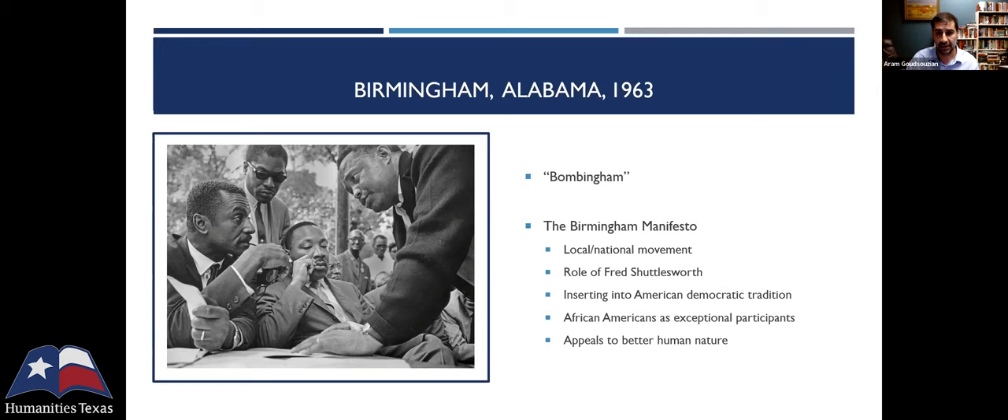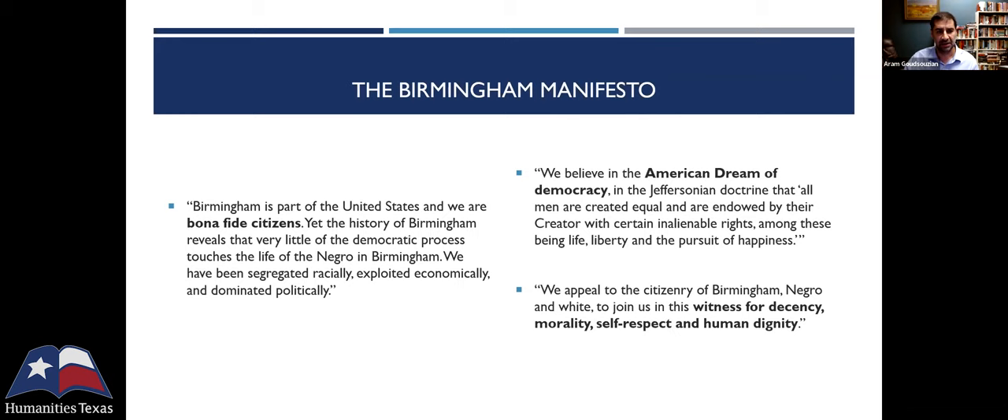As you can see from reading the document, it's really insistent upon inserting African Americans into the democratic tradition, right? Birmingham is part of the United States, and quote, "We are bona fide citizens. We believe in the American dream of democracy, the Jeffersonian doctrine that all men are created equal." This document portrays African Americans as worthy, even exceptional participants in American democracy. It highlights their patient enduring of setbacks, of delays, the way they've been subject to extraordinary violence. "We appeal to the citizenry of Birmingham, Negro and white, to join us in this witness for decency, morality, self-respect, and human dignity." It's appealing to man's better nature.